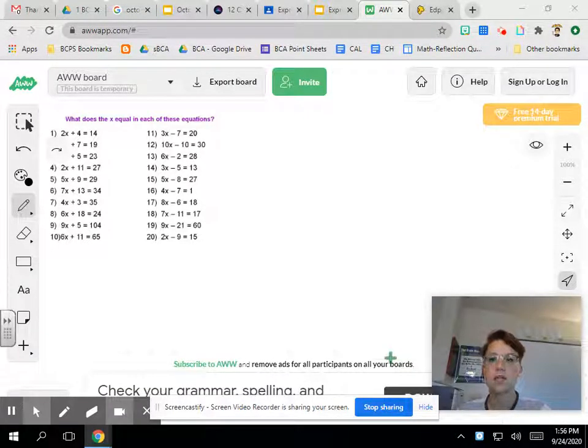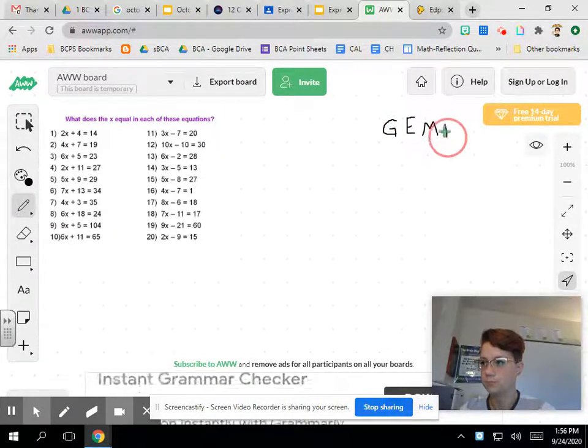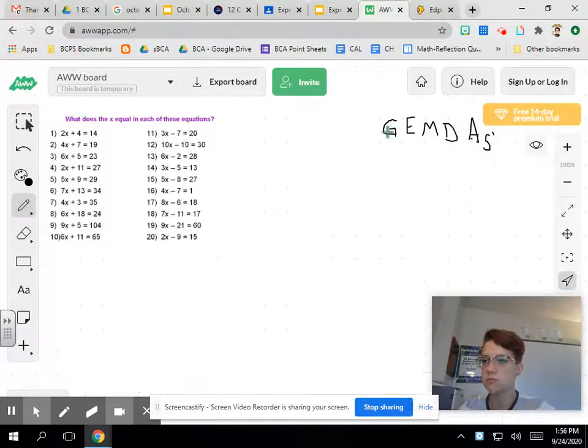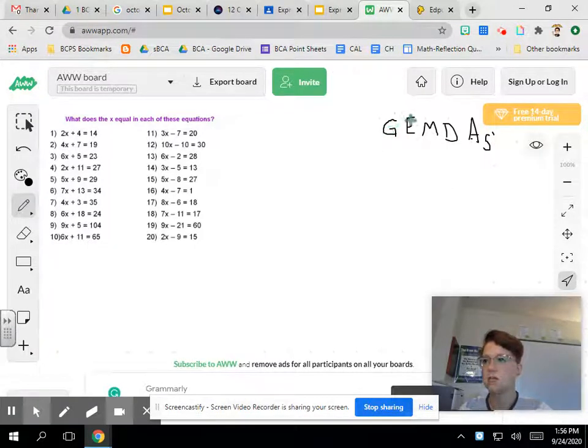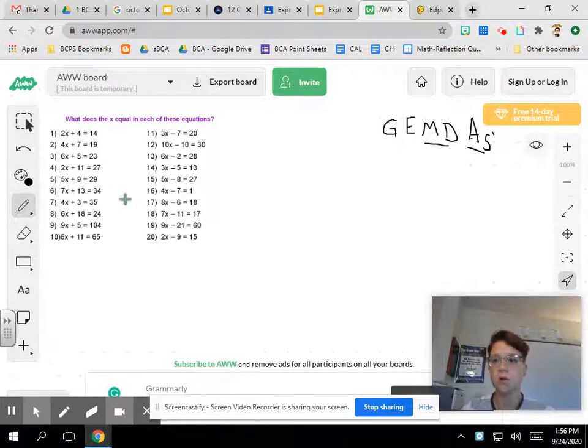So the first thing I'd like us to consider is our order of operations. We know last year I stressed GEMDAS to you, which told us if we needed to solve some things, we would do grouping symbols first, then exponents, then multiply and divide, then add, subtract. So this year, as we go into solving two-step equations, we're going to flip it.